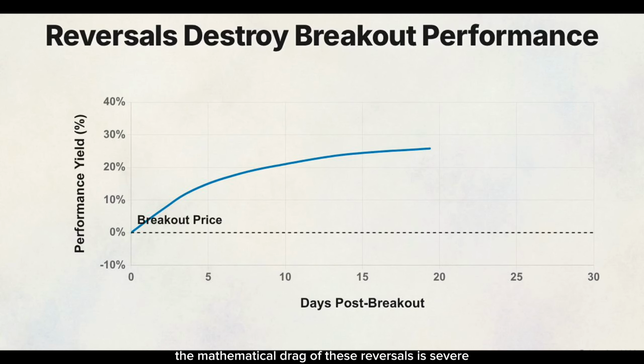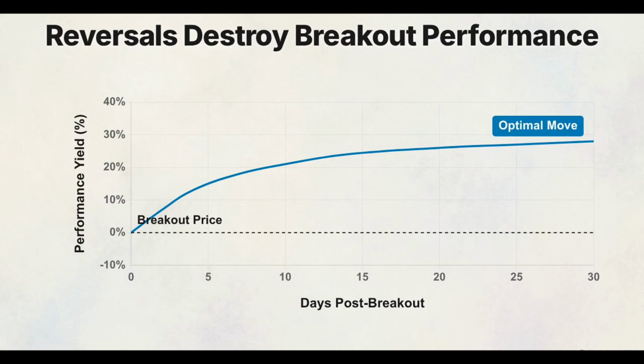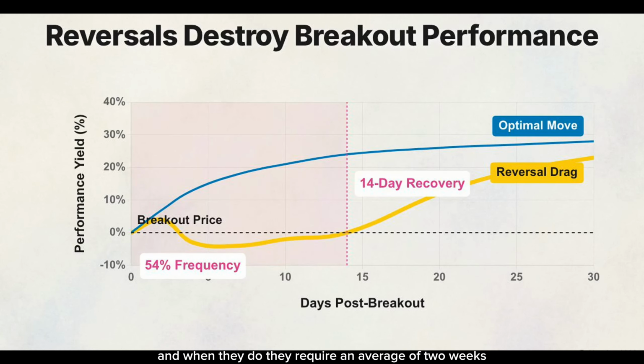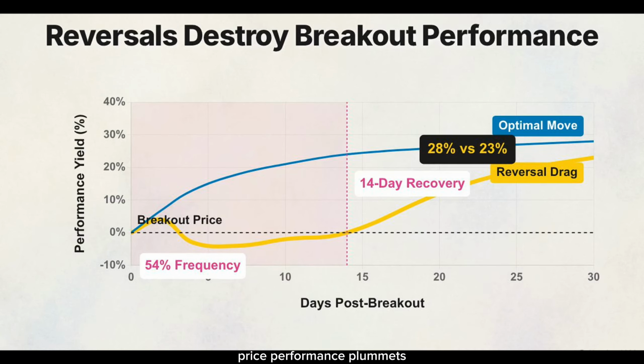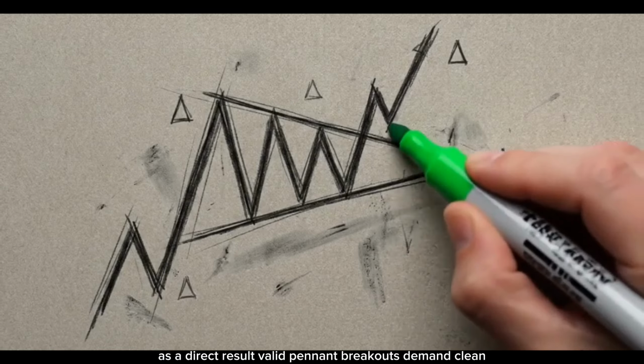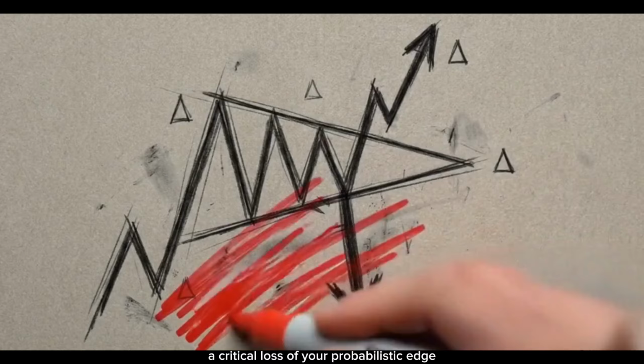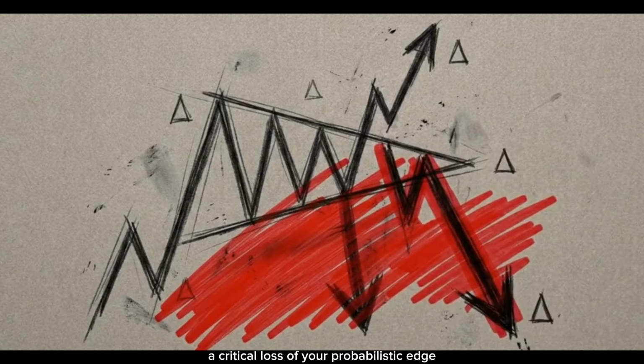The mathematical drag of these reversals is severe. Throwbacks and pullbacks occur up to 54% of the time, and when they do, they require an average of 2 weeks just to return to the breakout price. Performance plummets as a direct result. Valid pennant breakouts demand clean, unhesitating directional momentum. A throwback represents a critical loss of your probabilistic edge.